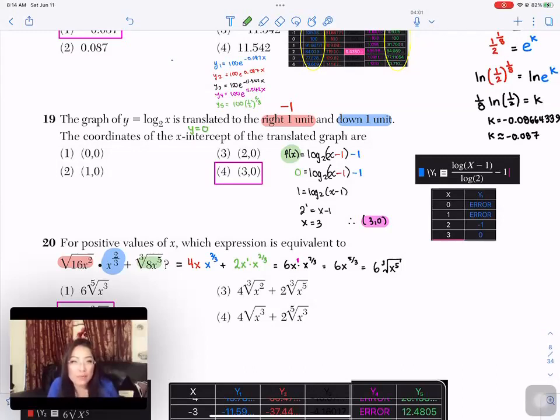Now, x-intercept, you're going to set this equal to 0. They love to ask about x-intercepts and y-intercepts of logarithmic functions, so be prepared for that. And then the value of x has to be 3 when you solve by hand.